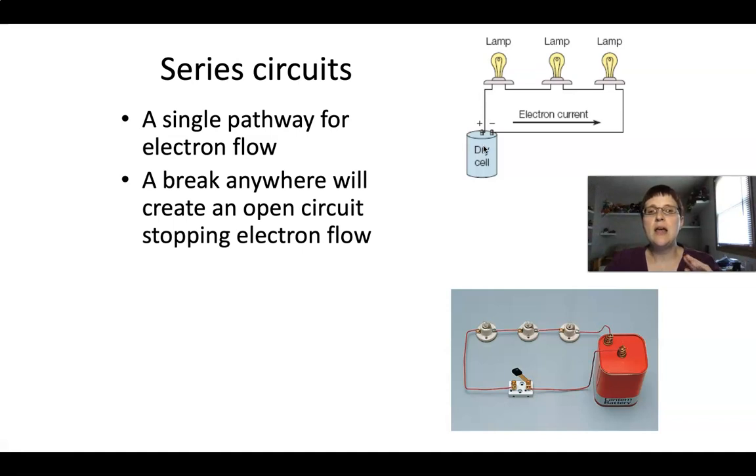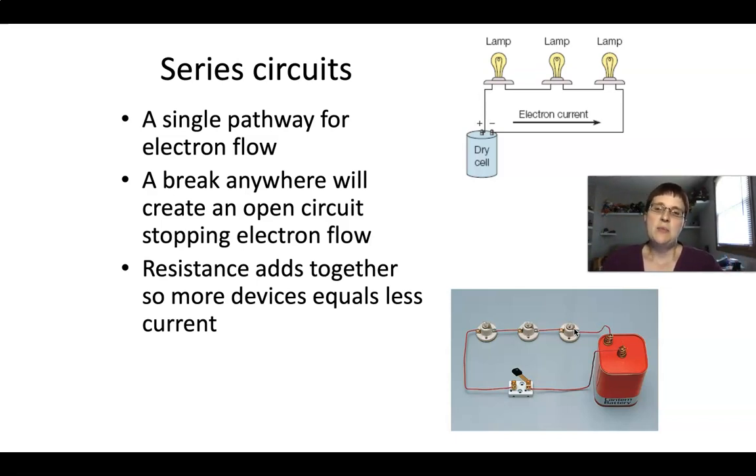If we put a break anywhere in that circuit, the electrons are going to stop flowing. You can see in the picture down here, that's what they've done. This is the switch. The switch is open, which means there's no electron flow and none of the light bulbs are lit up. This is actually a downside to series circuits, because if you make a break in a series circuit anywhere, it stops electron flow to everything connected in the series circuit.